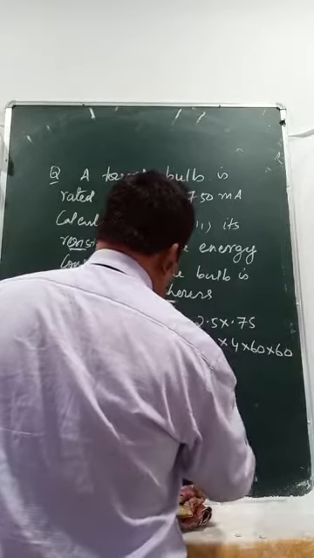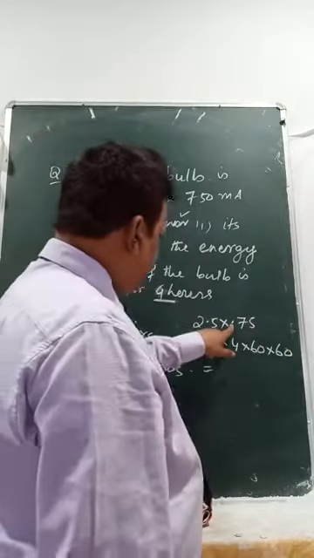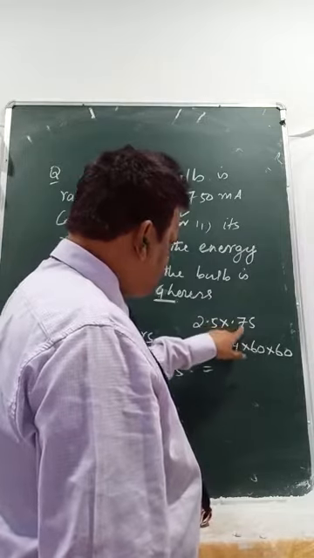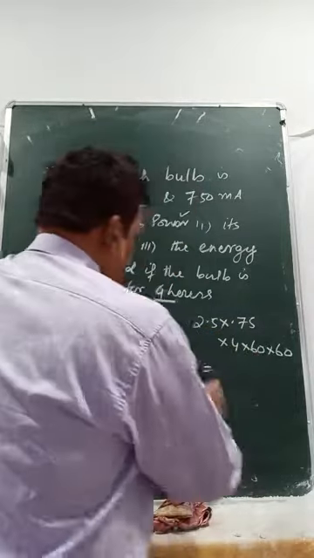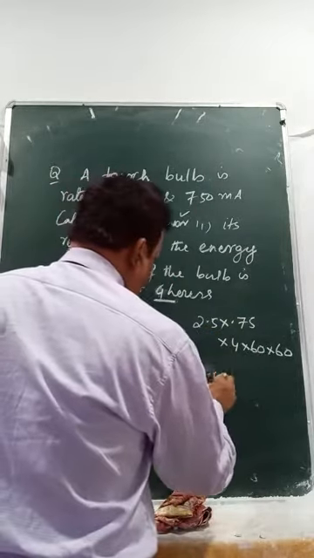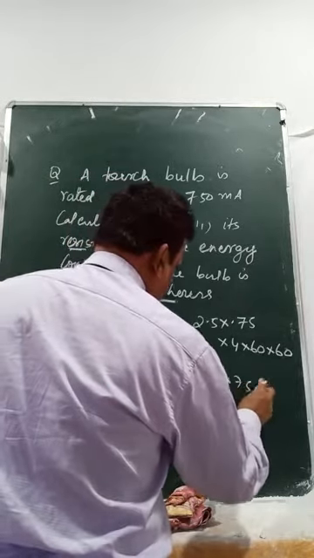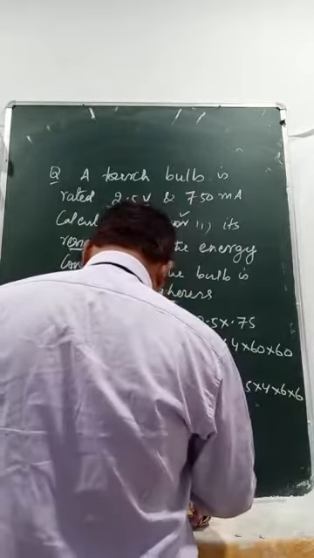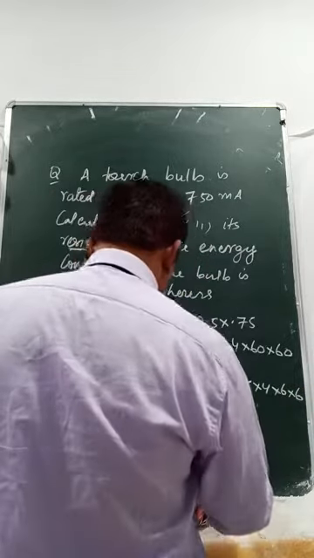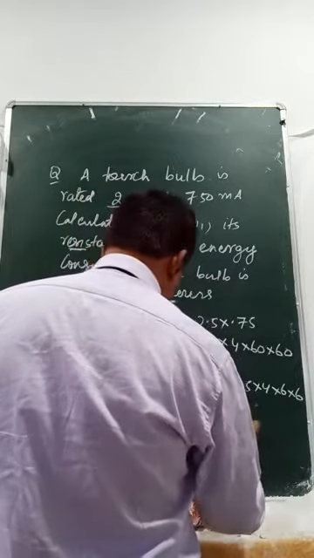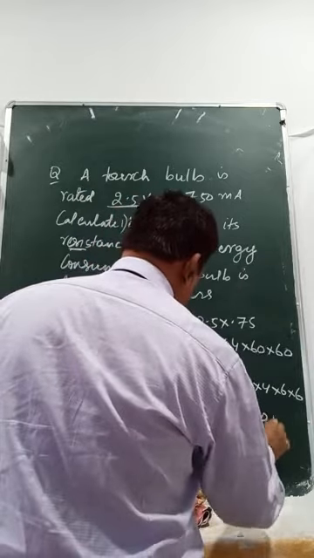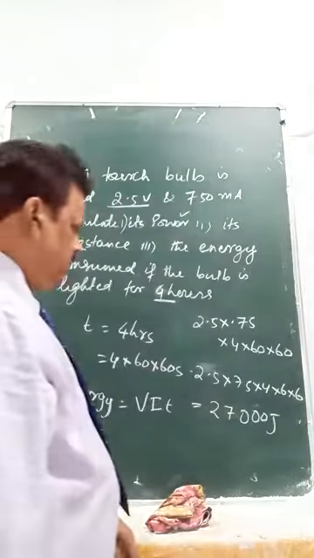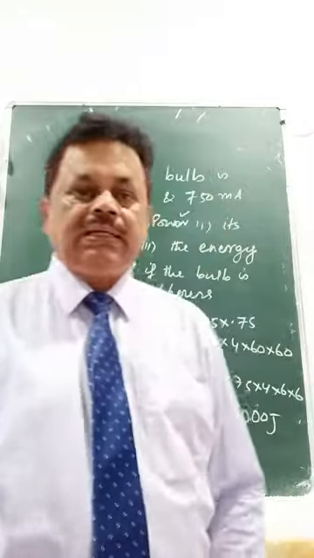Look at the technique here. You can remove 2 decimals. After the decimal, 2 digits, 2 zeros gone. So 2.5 into 75 into 4 into 6 into 6. Now multiply, that will be 270000. Energy consumed, because the energy unit is joule.